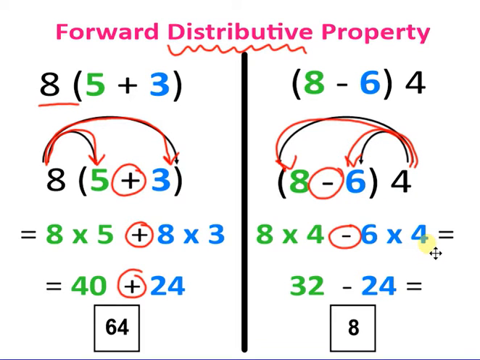Now follow my order of operations. 8 times 4 is 32. Then I have my minus. 6 times 4 is 24. 32 minus 24 is 8.